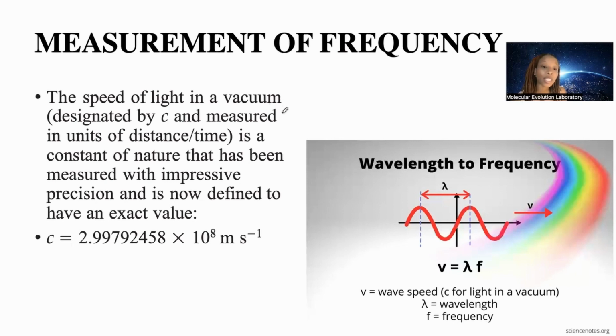It is measured in units of distance per time. It is a constant of nature that has been measured with impressive precision and is now defined as an exact value, 2.997, or as I've written before, 3 times 10 to the 8 meters per second.